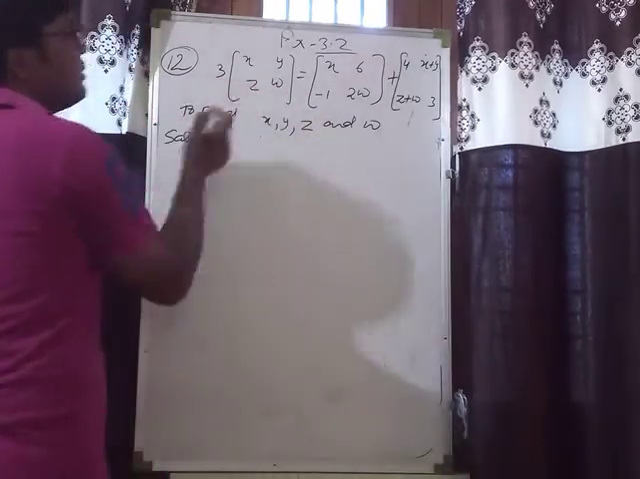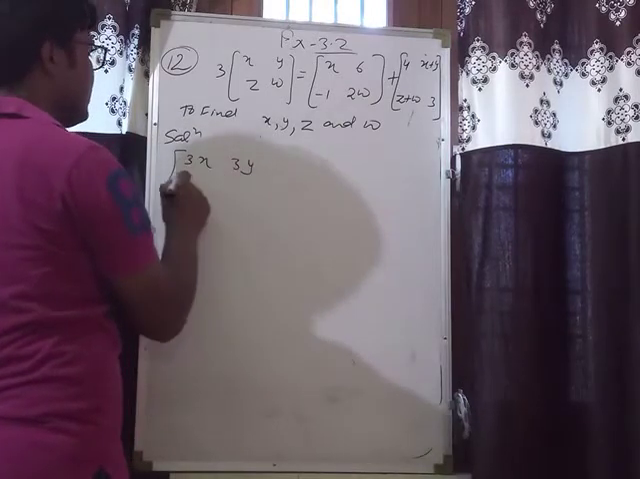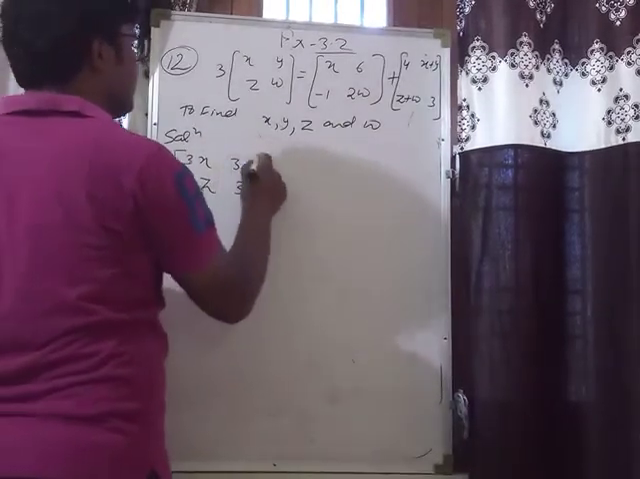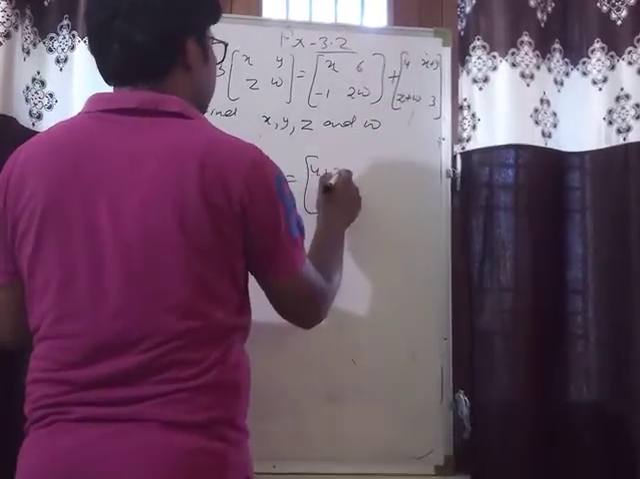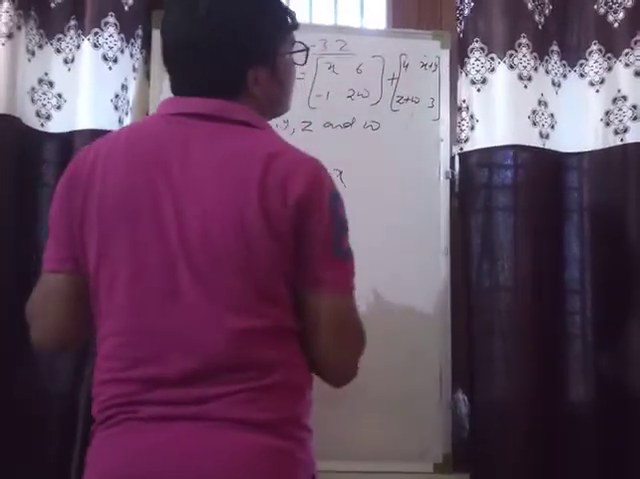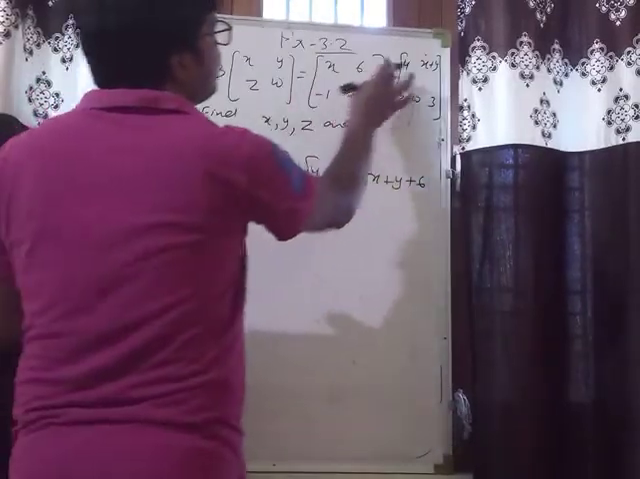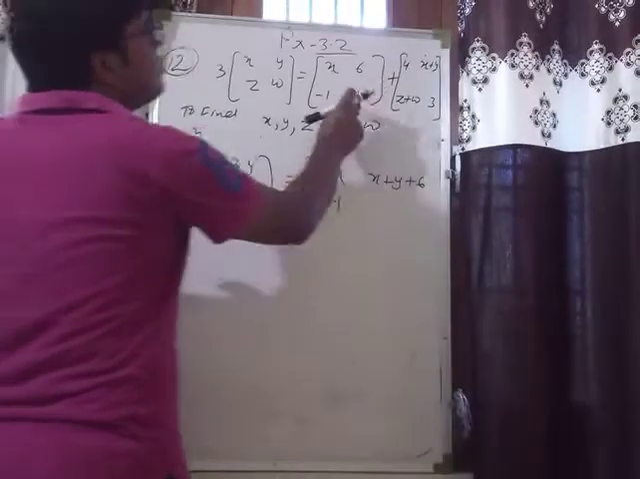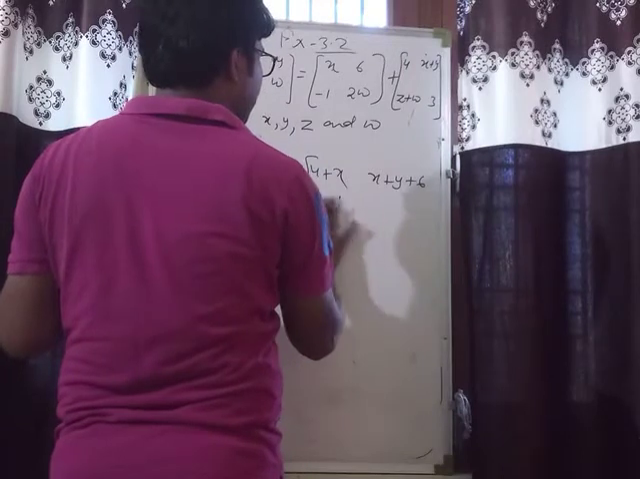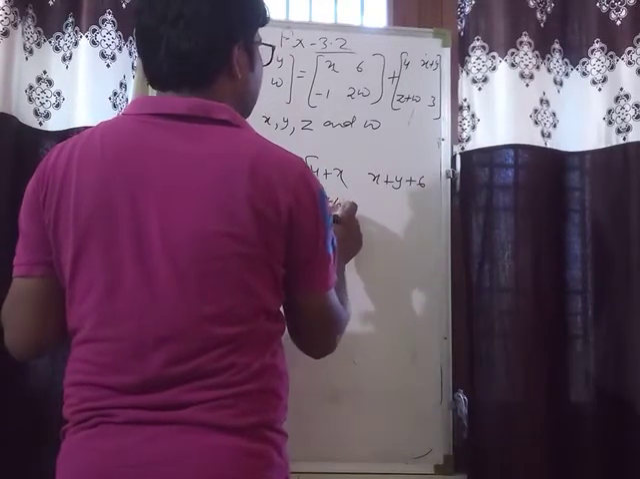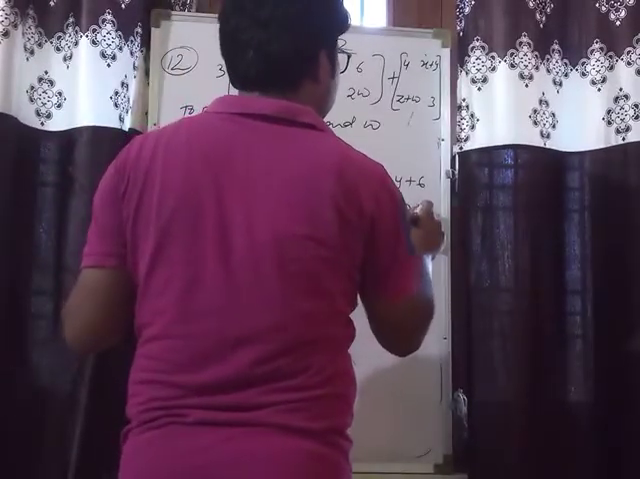Its left side will be what? 3 will multiply with all entries, that will be 3x, 3y, 3z, 3w. And on the right side, add these two. What do we have? x plus 4, 6 plus x plus y, that is x plus y plus 6, minus 1 plus z plus w, that will be z plus w minus 1, and this is 2w plus 3.